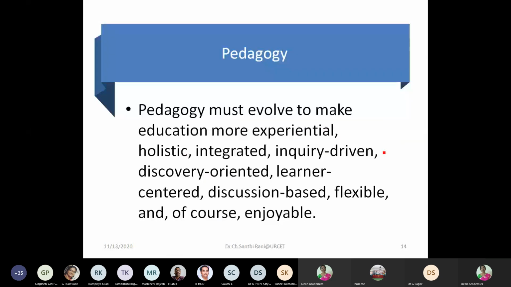When there are some changes suggested by this NEP, there should be some changes in pedagogy also, because the pedagogy must evolve to make education more experiential, and it should be more holistic, and it should be integrated, inquiry driven, discovery oriented, and it should be learner centered, and it should be discussion based, and the pedagogy or the instruction delivery should be flexible, and of course it should be enjoyable to the learner. So such changes, according to NEP, are going to take place in the pedagogy also.